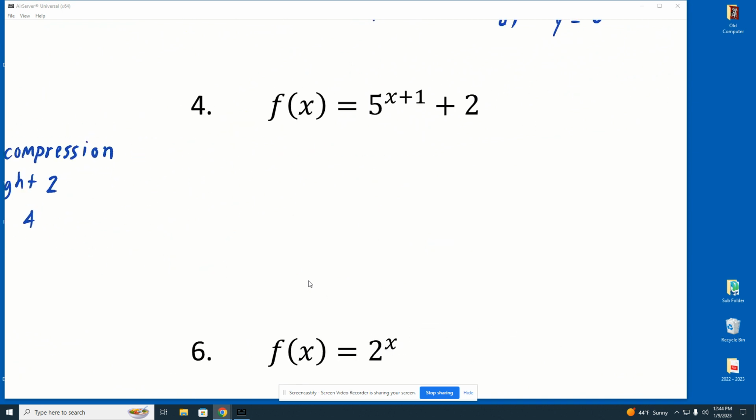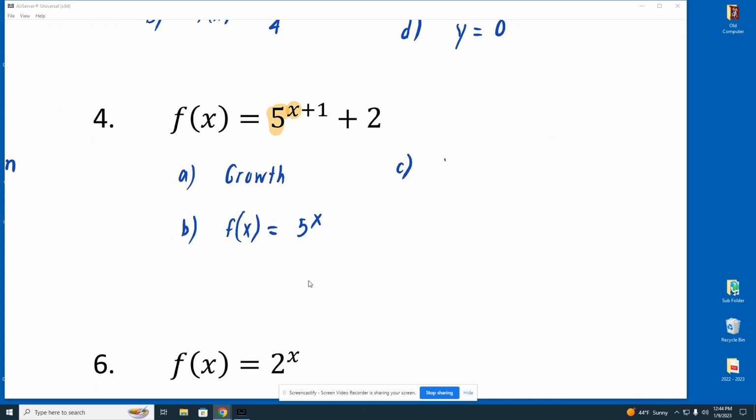All right, number 4. Find the variable in the exponent spot and its base. Is that growth or decay? Definitely growth. What's my parent function? 5 to the x. C, what are my transformations? Shifts left 1, correct, and then it also shifts up 2, which causes our new asymptote to be located at y equals 2.